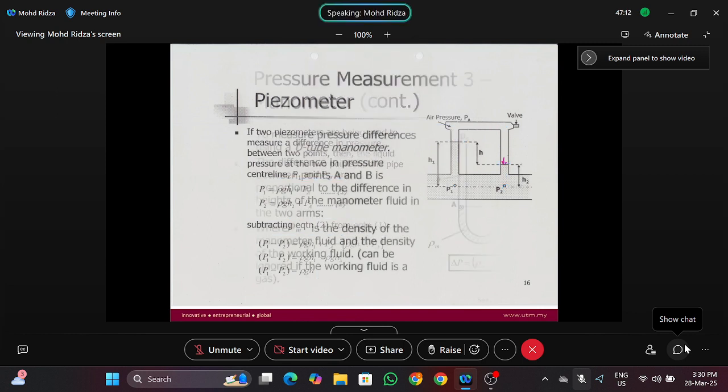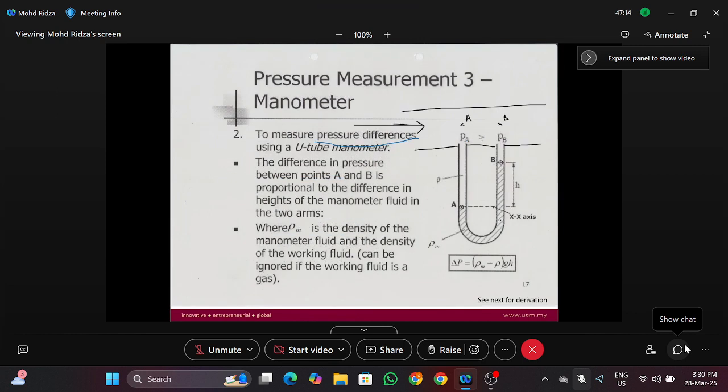But this one, you are dealing with some liquid. You are dealing with two liquids, the liquid in the manometer and the liquid in the pipe. So it's not air anymore. So you have two liquids. Because of that, you have two densities: the density of the liquid in the pipe, let's assume water, and the density of the liquid in the manometer. They call it rho of manometer, rho m. So you have two densities now. But you don't have to worry.